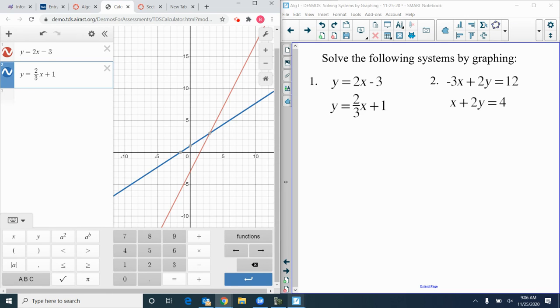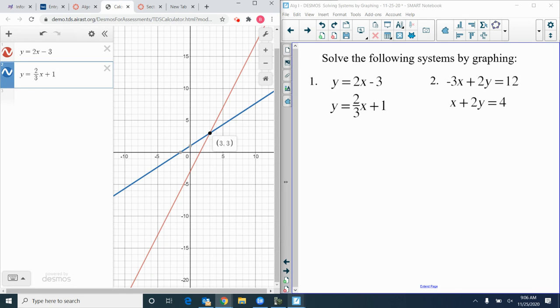Now it says they hit at 3, 3. So that was your answer. You were right. Go and hit your 3, 3.